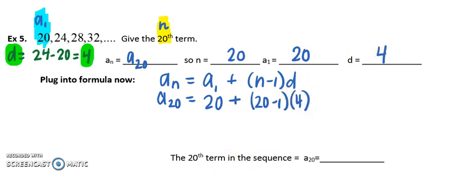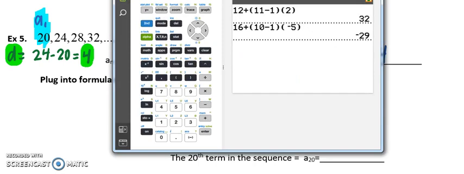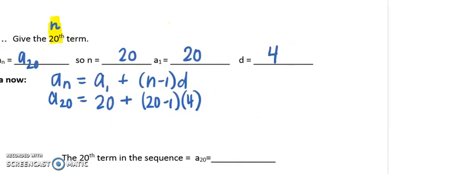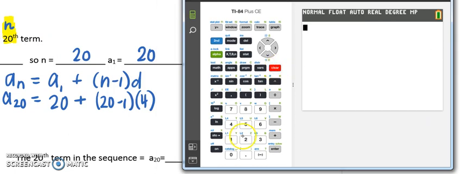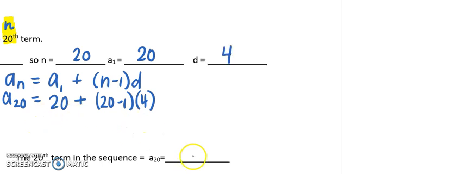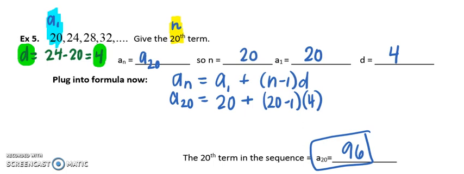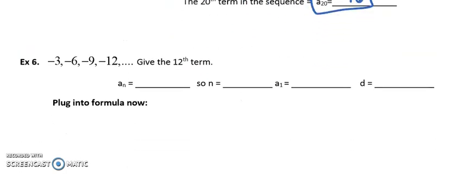Now you could pop this all into your calculator if you would like. So I'm going to get the calculator out real quick. I got 20 plus 20 minus 1 times 4. You can work it out by hand too, but I'm a little lazy, so 96. So the 20th term in the sequence is 96. It's quicker to do this than to write out all 20 terms and figure out what it is, right? Okay, so let's go to this next one.